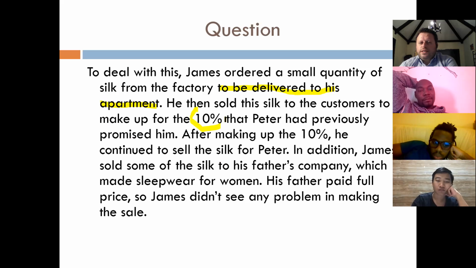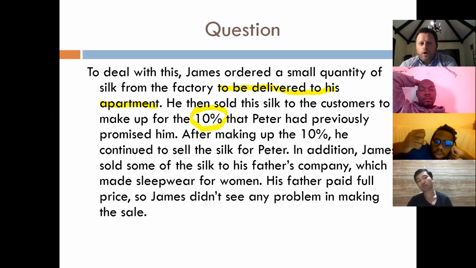Okay, so he wanted this 10%. So he figured, okay, Peter's not going to give me that money, but he thinks he earned that money. So let me just make that 10%, and then the rest of that, I'll sell the silk for Peter. So that's one thing that James did.